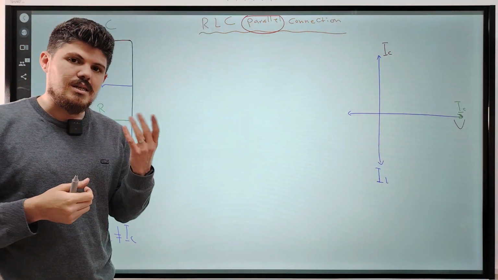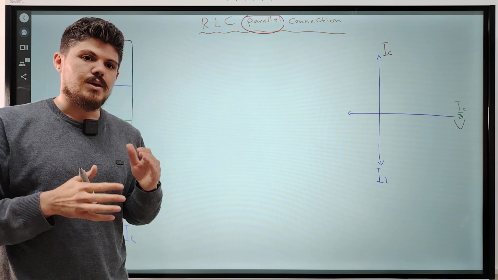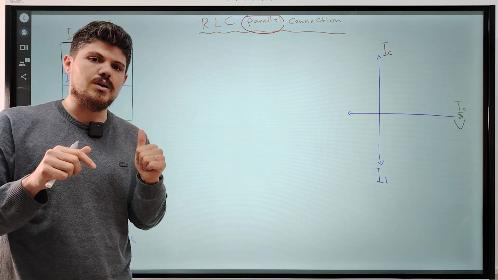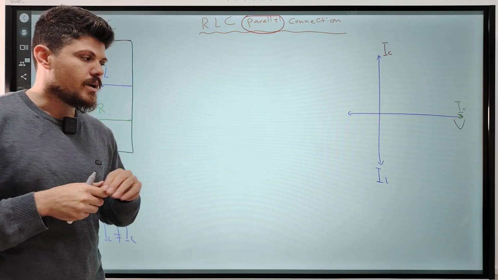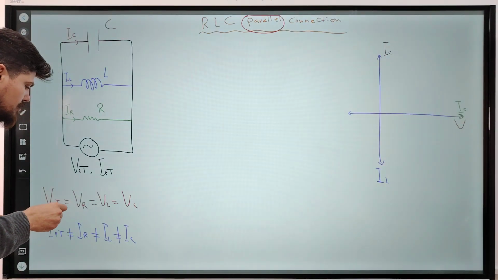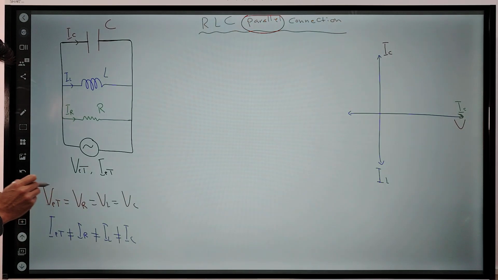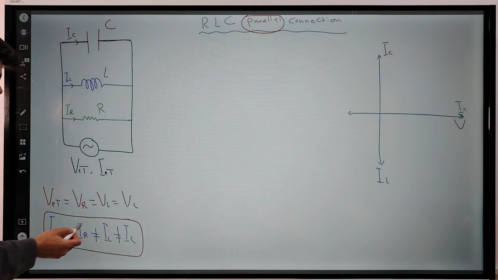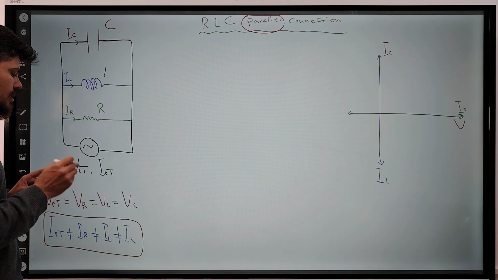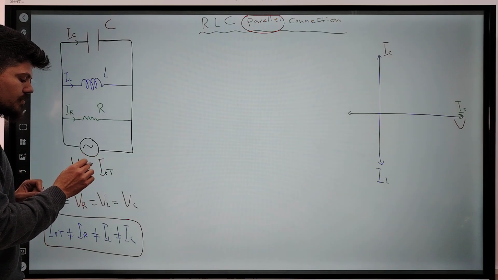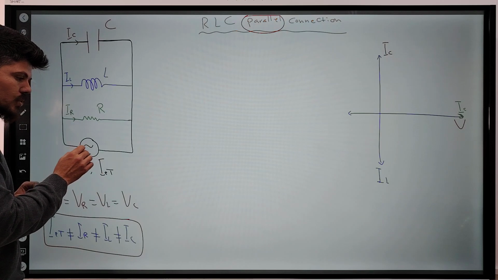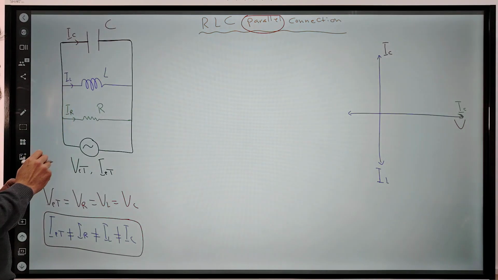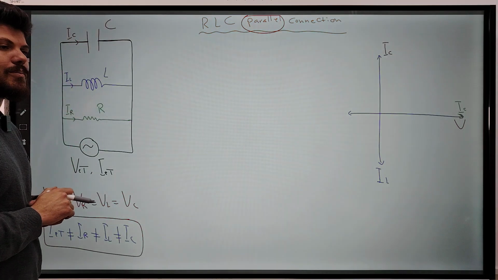But in series connection, we have learned the magnitude of potential difference are not equal. The magnitude of the current are equal in series connection. But in parallel connection, the magnitude of potential difference are equal, but the values of the currents are different. It means that the magnitude of the current across the source is not equal to the current across the resistance, and current across the inductance, and current across the capacitance.